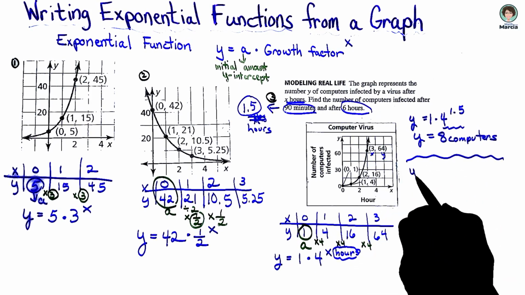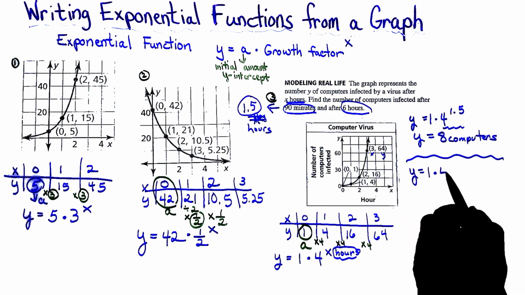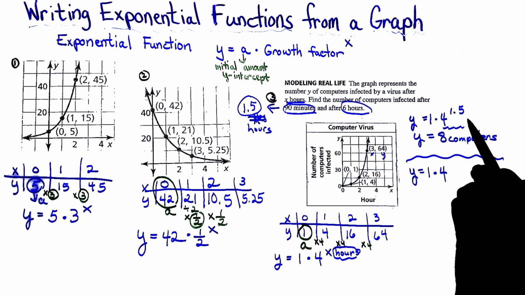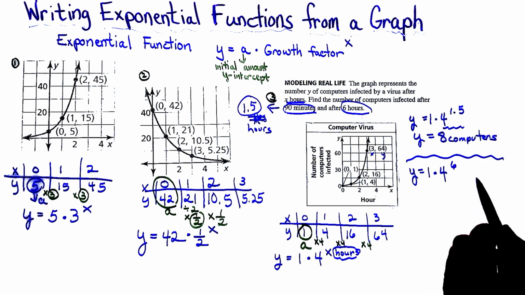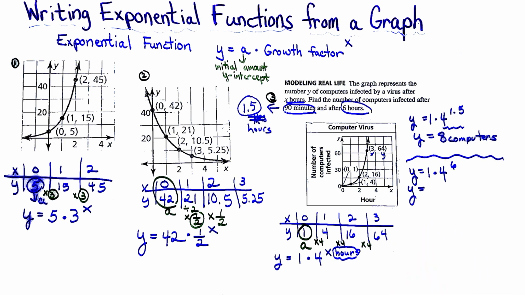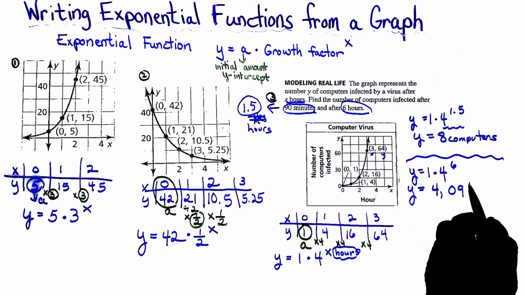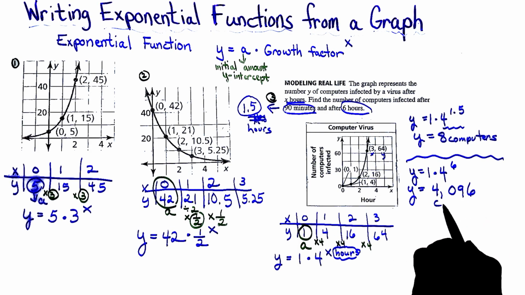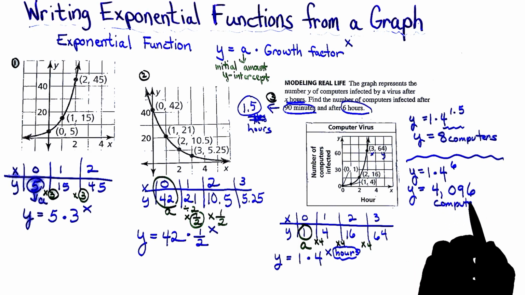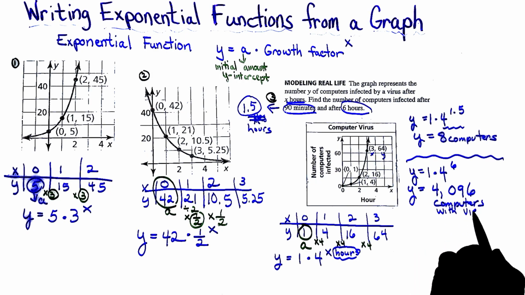All right, now, let's see what is going to happen after 6 hours. So I'm going to use the same equation, 1 times 4, but instead of putting 1.5, I will put a 6 there. And now we're going to find out how many computers now have the virus, and it has really grown. It's 4,096 computers with the virus.